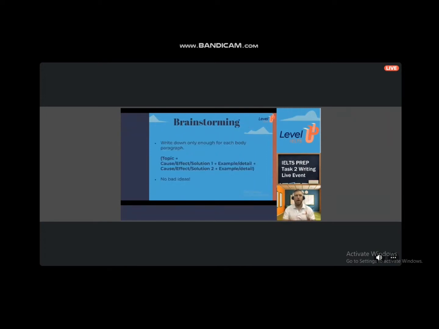Now, on brainstorming, the way we brainstorm is specifically only for the body paragraphs. You're going to see that the introduction and the conclusion, you don't really need a brainstorm for using the template system. Okay. So brainstorming, your 5 minutes of planning before you write is all about the body paragraphs, paragraphs 2 and 3. So when you're brainstorming, you're only going to write down enough information for the body paragraphs.